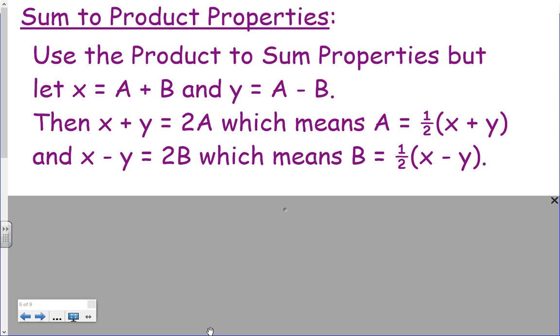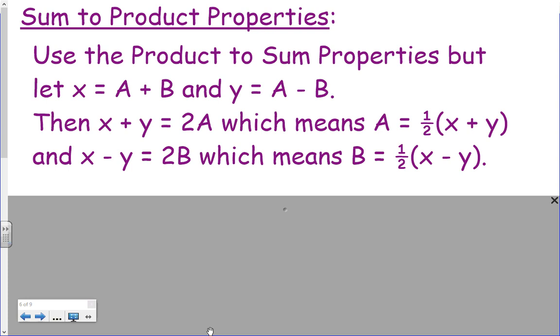So we're going to use the product to sum properties, but we're going to let x equal a plus b and y equal a minus b. So we're going to replace those arguments with x and y. And then you have to find out what does a equal and what does b equal.